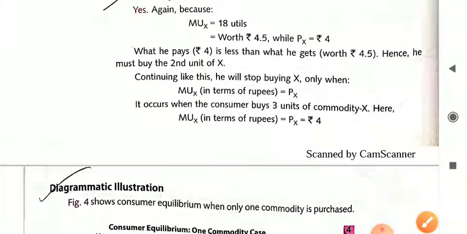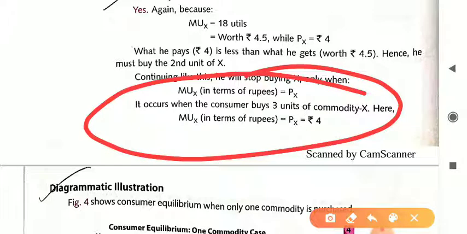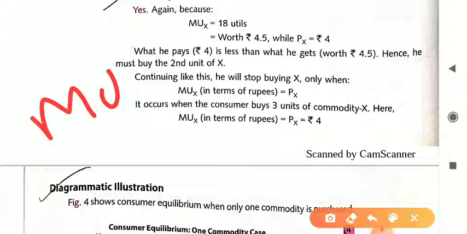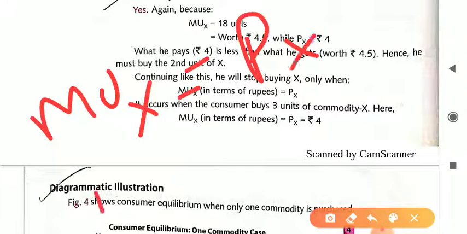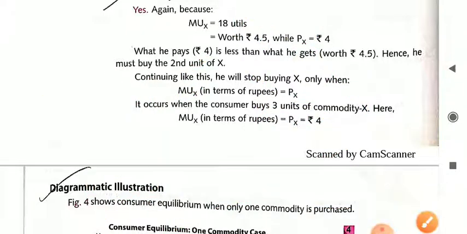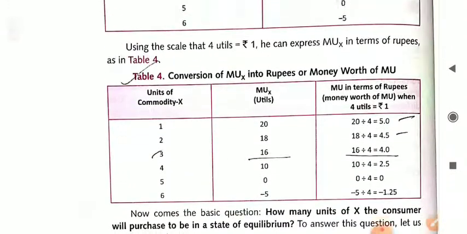Okay, when the consumer is moved to the third point, then he will receive utility which is equal to 4. In the third unit he will receive utility equal to 4, which I told you earlier, that MUX, marginal utility of X, equals price of X. Rupees 4 equals rupees 4. So point 3 is the point of consumer equilibrium. I hope this numerical is clear for you.